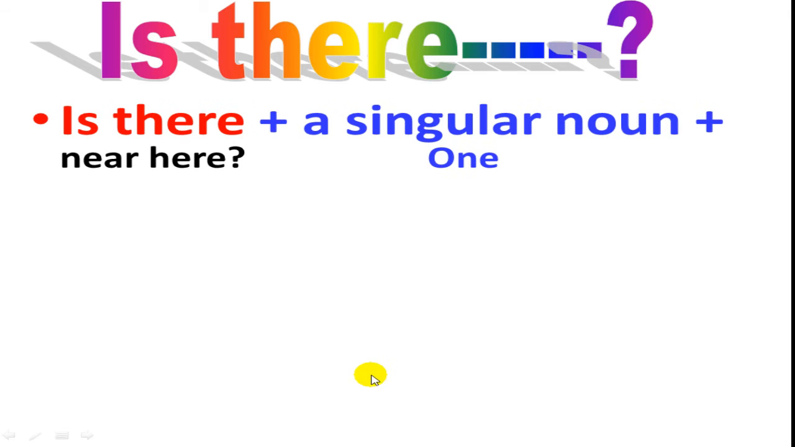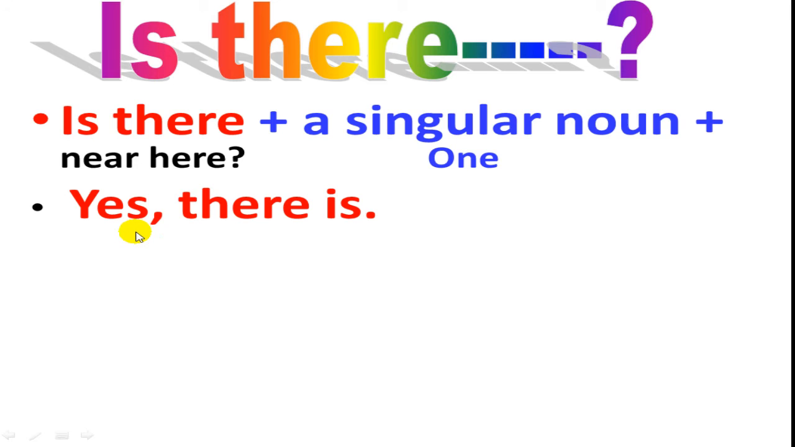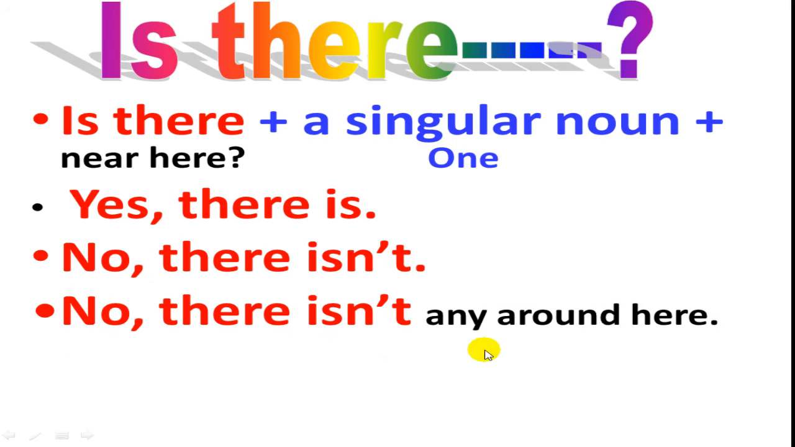Is there plus a singular noun? Singular noun, one. Near here. Answer: yes, there is. No, there isn't. No, there isn't any around here.